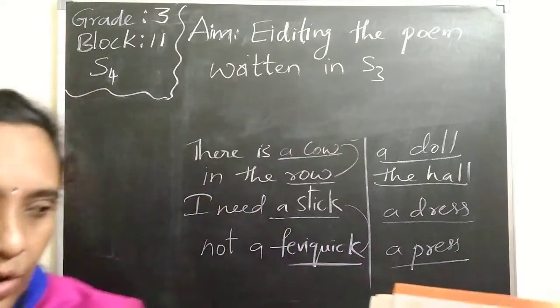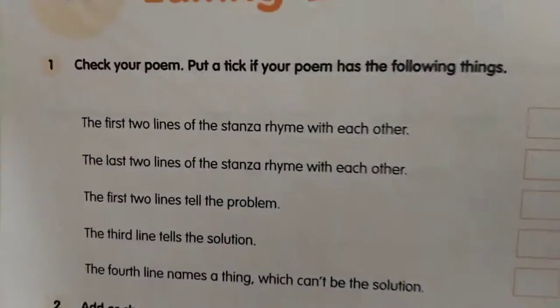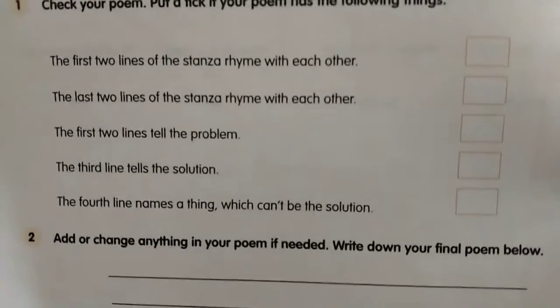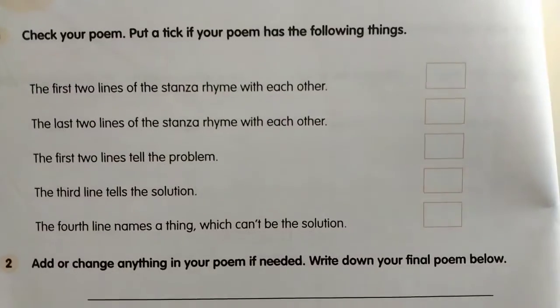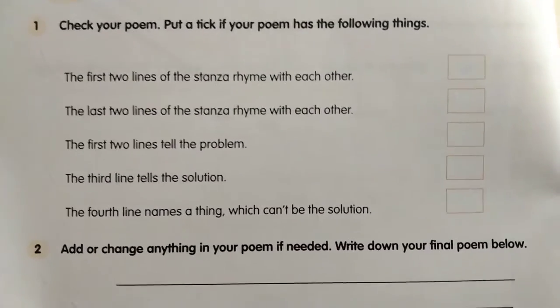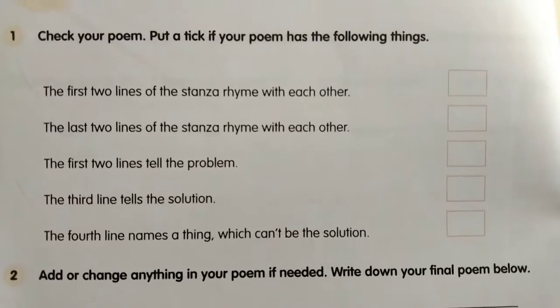In the same way, what you want to do is edit your poem. You can see it here, S4. Check the poem and put a tick if your poem has the following things. The first one: the first 2 lines of the stanza rhyme with each other. If they are rhyming, put a tick mark. The last 2 lines of the stanza rhyme with each other. If it is correct, you can put a tick mark.